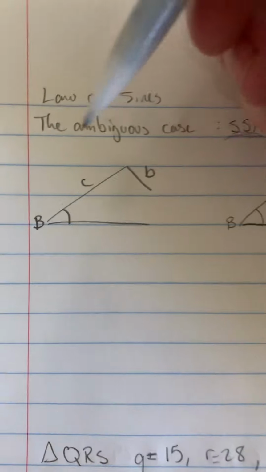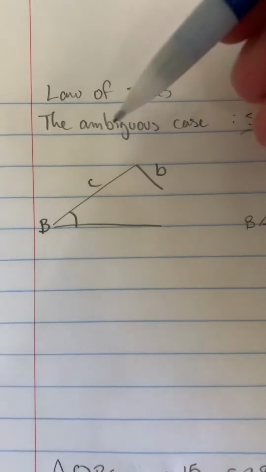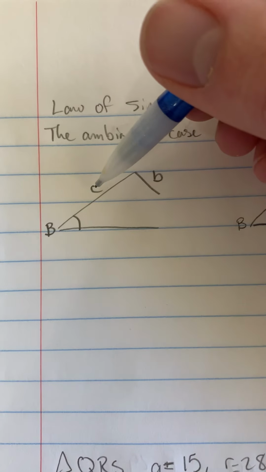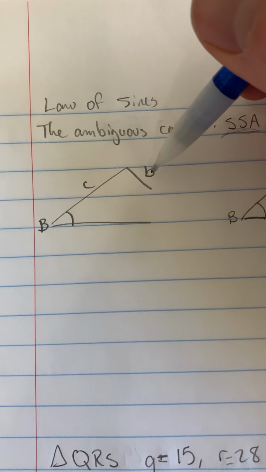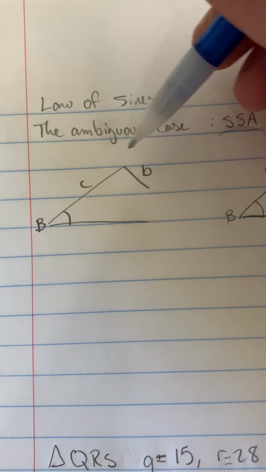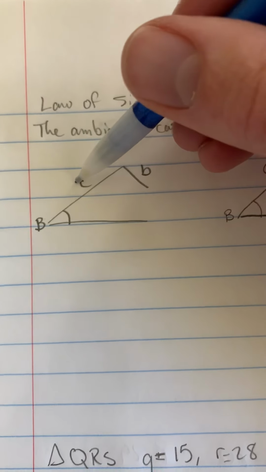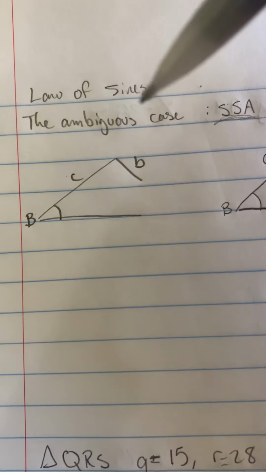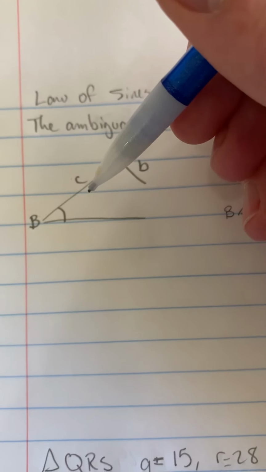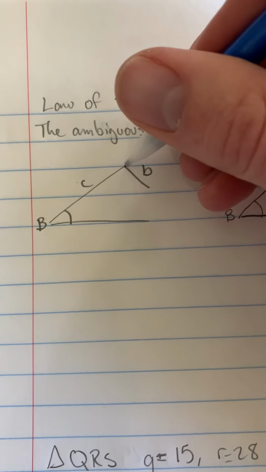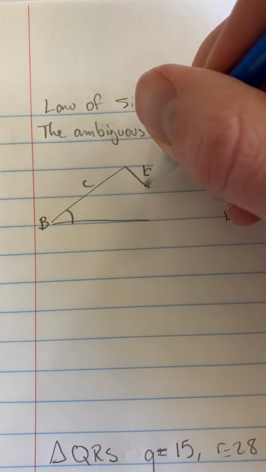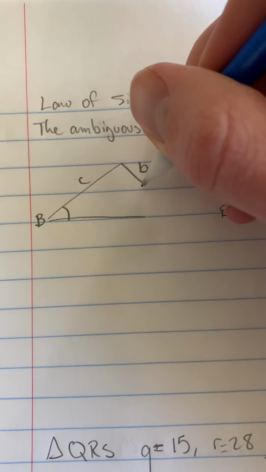So if we're dealing with law of sines, the ambiguous case, we've got angle B, side C, and side B. And we don't know anything about this triangle aside from the fact that we know angle B, side C, and side B. So the first scenario that occurs is when side B happens to be a little bit too short.